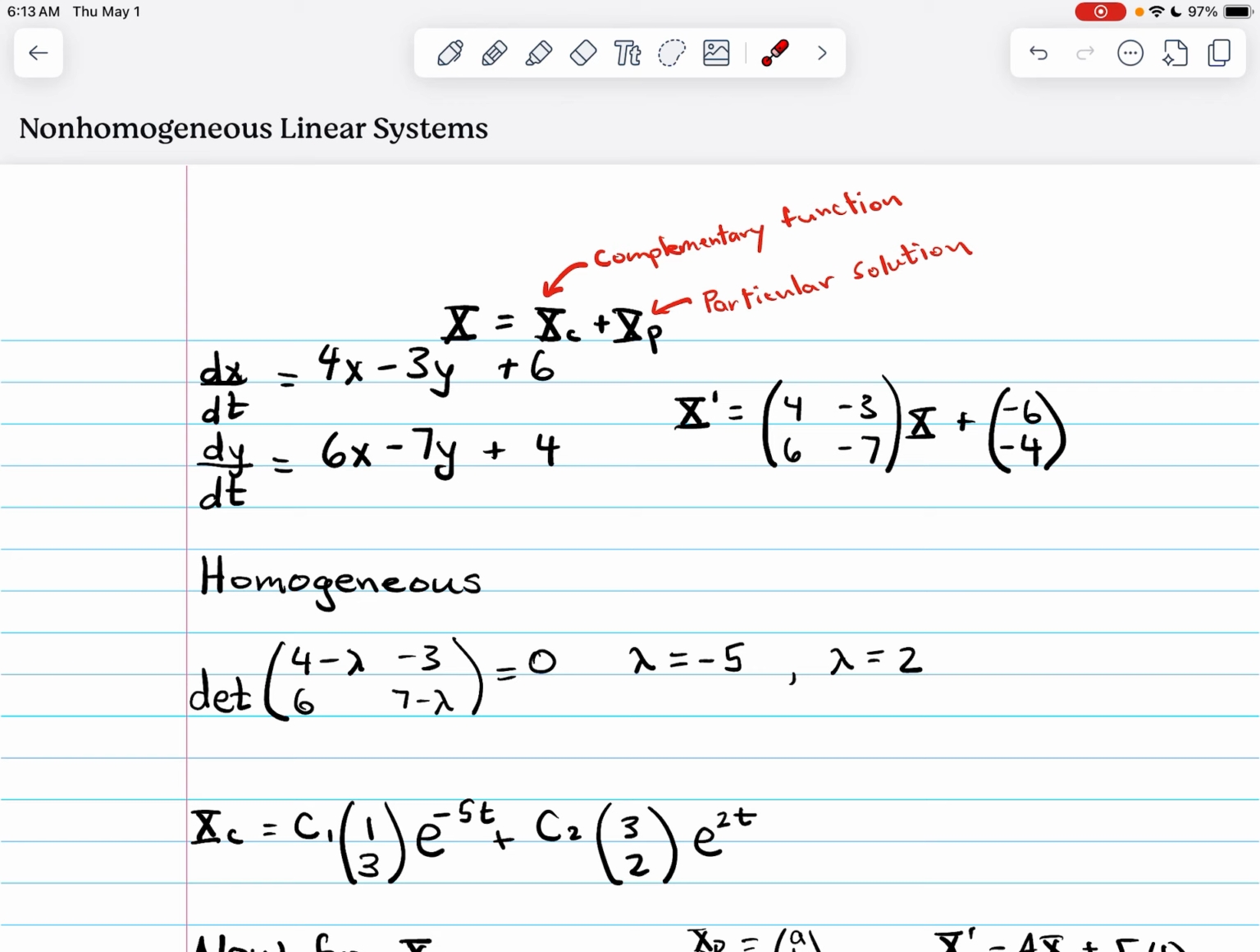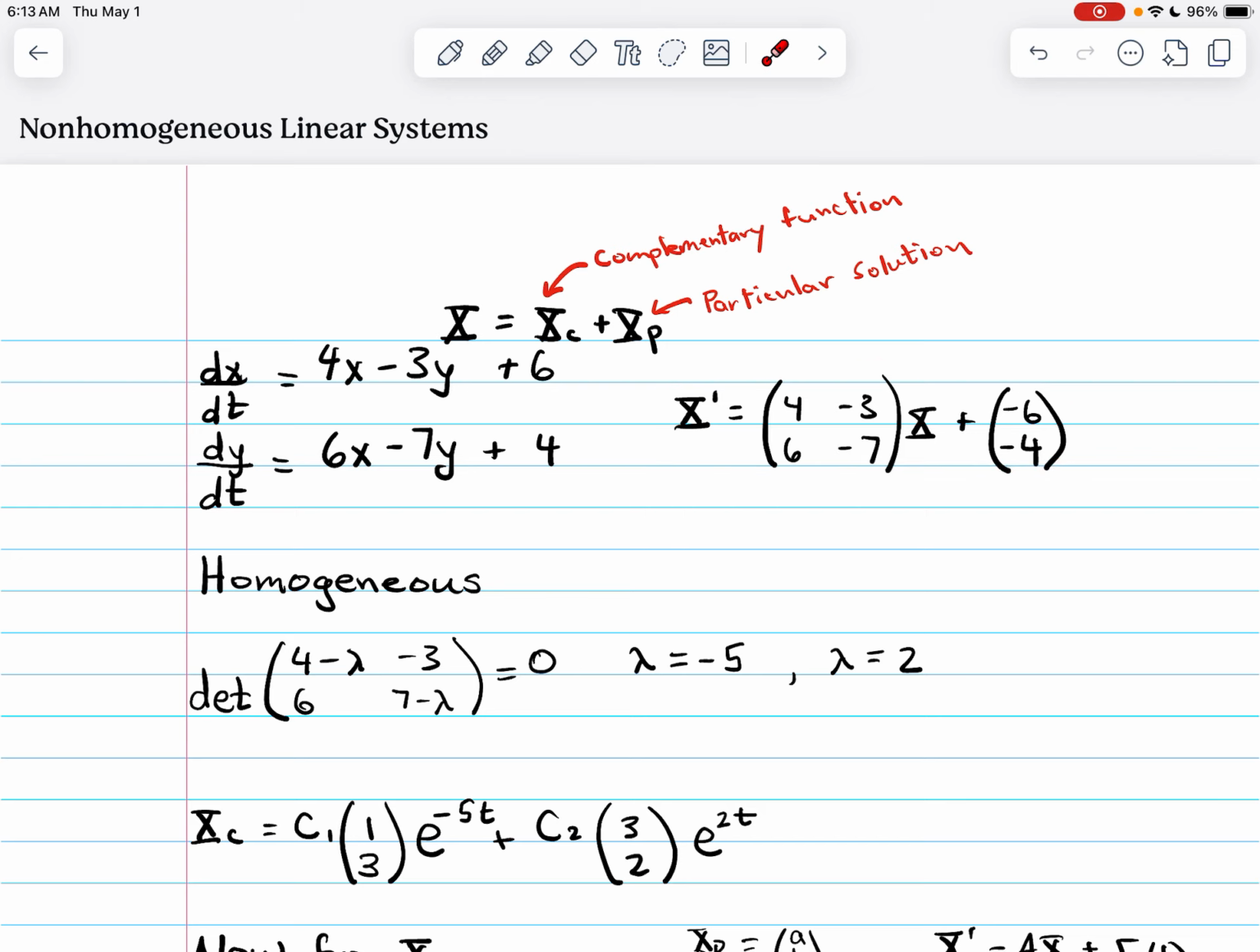So what we're looking for is the general solution. We want x equals the complementary function plus the particular function. Now, this complementary function is found by solving the homogeneous associated system. So here is a non-homogeneous system. When we take off this part right here, we've got the homogeneous system, which is what we solved before. So putting all this in matrix form looks like this.